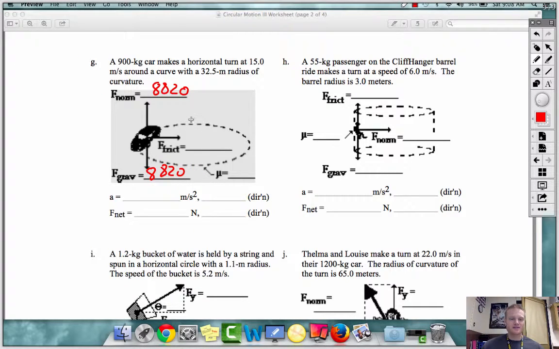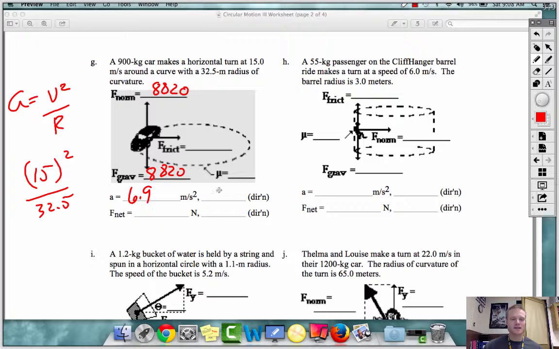So I think the next thing to figure out would be the acceleration acting upon the car. Now remember, acceleration is v squared over r. The velocity of the car is 15 meters per second. We'll take the square of that, divided by r, which is 32.5 meters. And if you do this math problem, I get an acceleration of 6.9 meters per second squared. And what direction would that be? Well, if this is the circle that the car is traveling in, it's going to be towards the center because the acceleration is center seeking. And so I would say that looks like the right to me.